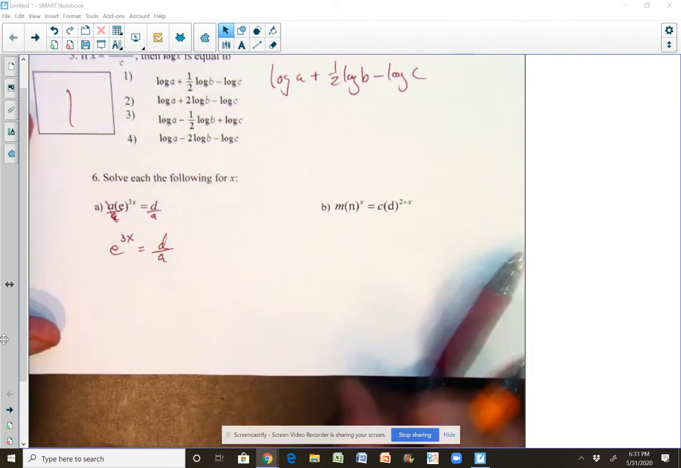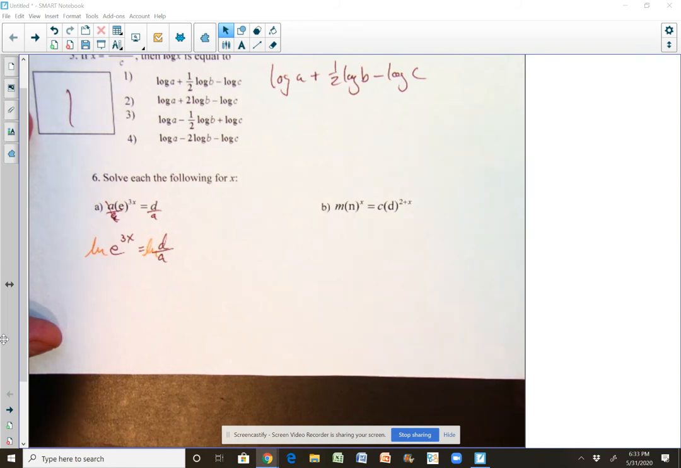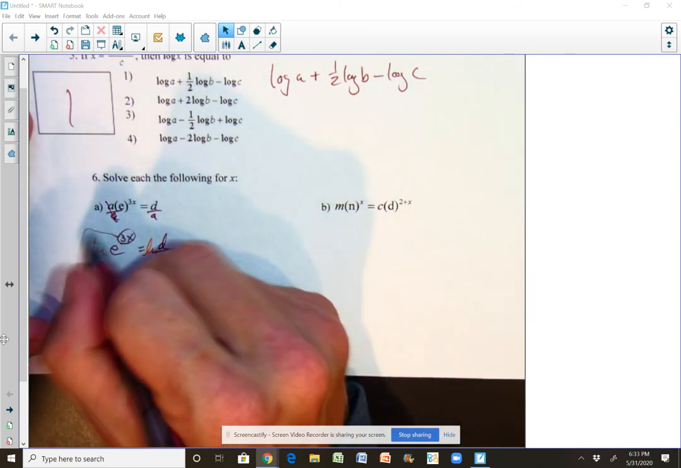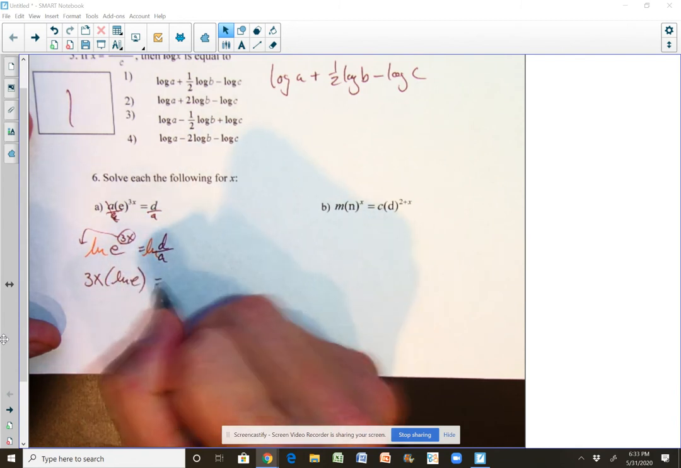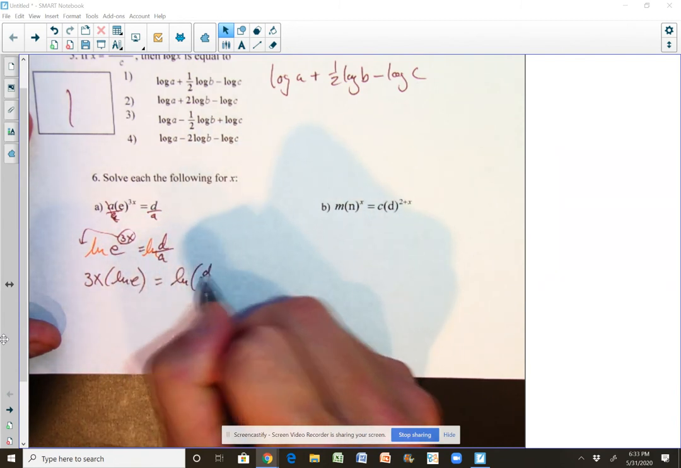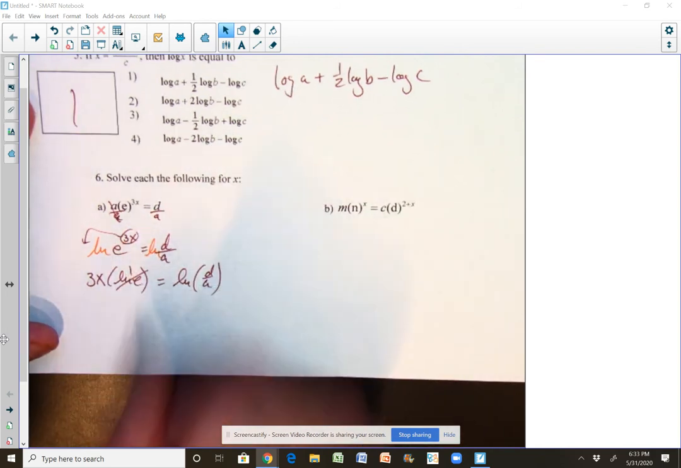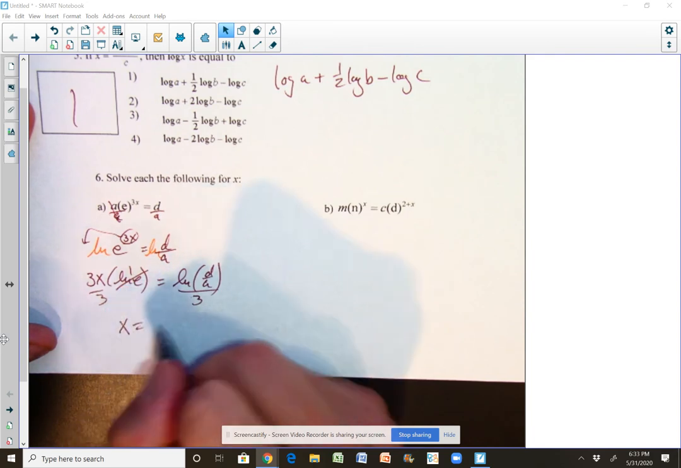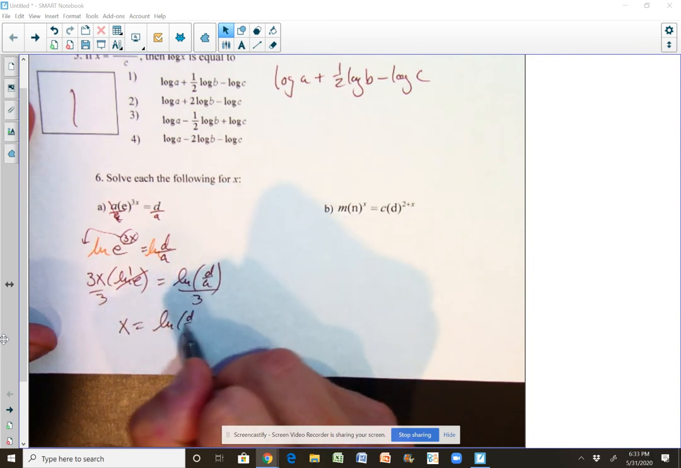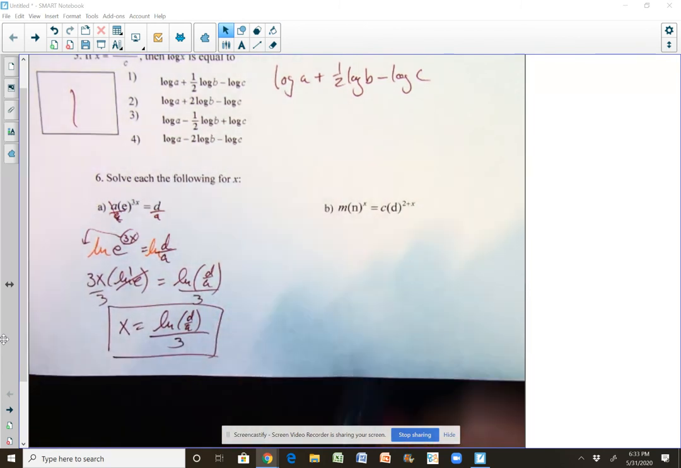So at this point, because it's a base e, we would use the natural logs on both sides. And then again, this is just going to go out in front. So 3x times the ln of e is equal to the ln of d over a. That's some constant. And then that is just 1. So if we divide by 3 on both sides, we get x is equal to the ln of d over a, and then divided by 3. And whatever that constant term comes out to be, there's your final answer.